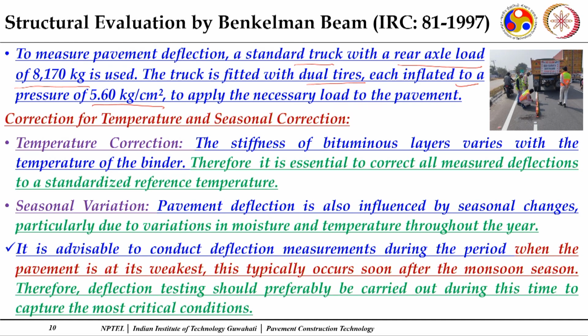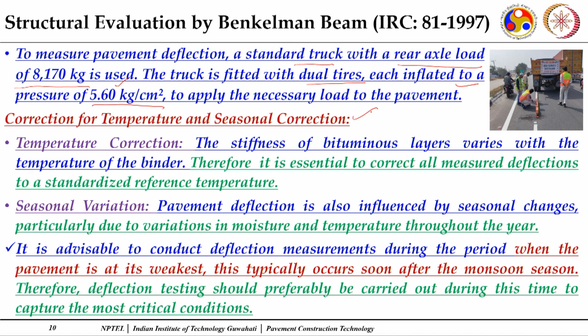So you need to have a truck which is loaded in such a manner that the rear axle weight can be ensured using axle pads, a weighing machine or any weighing pads. The rear axle should have 8170 kg of weight, and the tires are inflated to a pressure of 5.60 kg per centimeter square. This is the requirement for the standard static load which is to be considered.